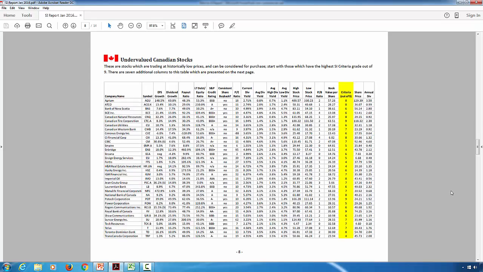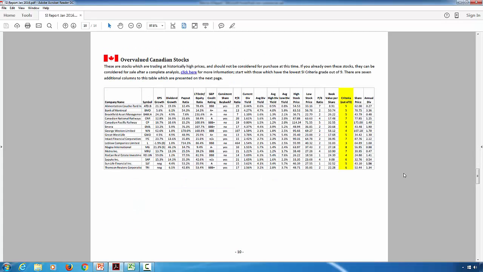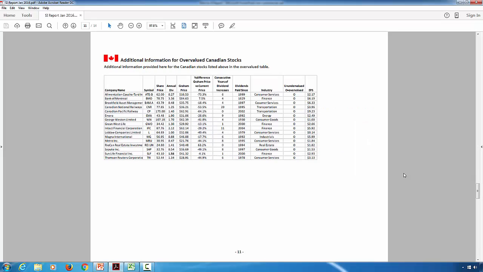Next, we show the Canadian stocks. This month, we have 34 Canadian stocks that are undervalued. So you can see all of the information is here. Again, if you've looked at the 5 stocks on the first page, you already own some of them, or you're looking for other ideas, this is the table you want to come to. And again, as I said before, focus on the ones that have a criteria 9 out of 9 or 8 out of 9, and focus on those companies first. Those would be the ones you want to consider for purchase. On the next page, we have the 7 additional columns for the companies that are undervalued. Next, the overvalued stocks are listed here, and then the 7 additional columns for those overvalued stocks are listed here.